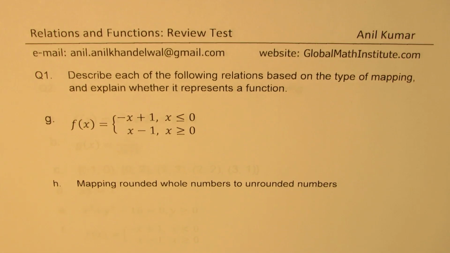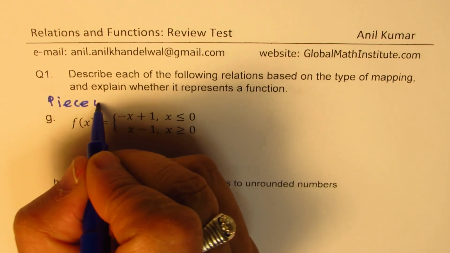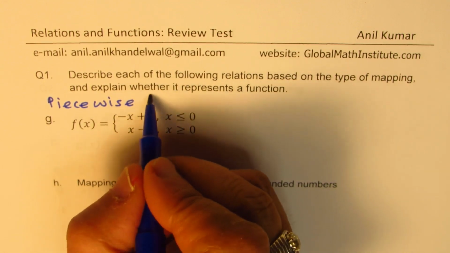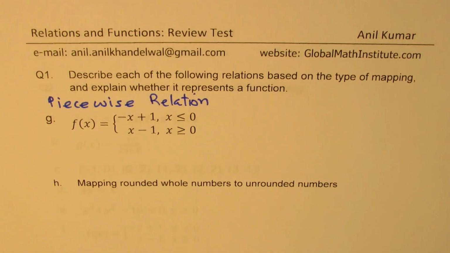Now the last two parts of question number 1, to decide whether it is a function or not and to describe the type of mapping, we have two other conditions. You can always pause and answer this question. G. f of x equals, it is a piecewise function. Do you see that part? So it is a piecewise function. Now I should write relation. Let's check whether it is a function or not.